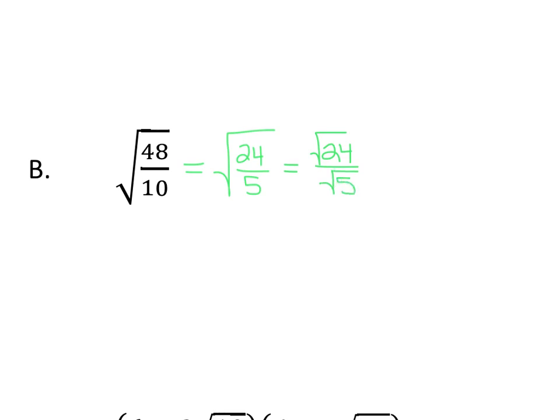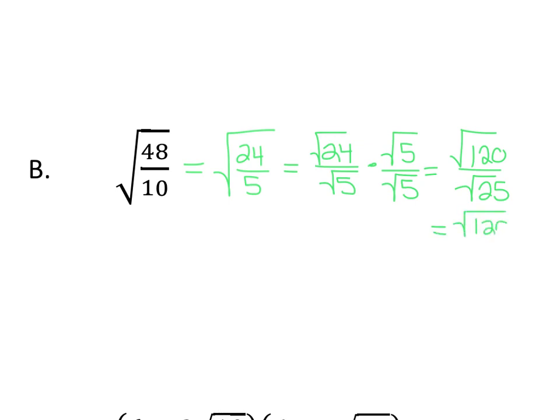I have two options at this point. I could simplify square root of 24 because I know that a 4 goes in there, or I can multiply root 5 over root 5, so I could rationalize the denominator. Let's say I do rationalizing of the denominator first, so that means multiply by square root of 5 over square root of 5. This gives me the square root of 120 over the square root of 25, which is 5.